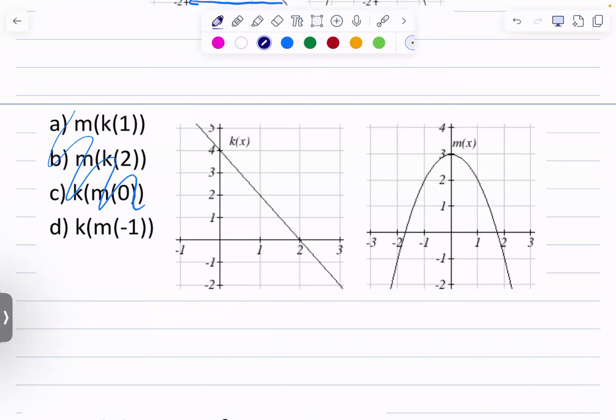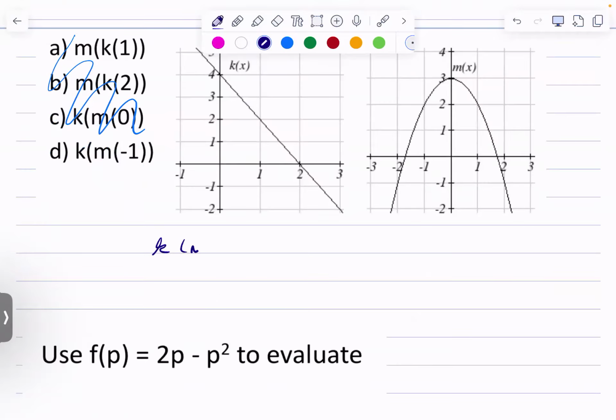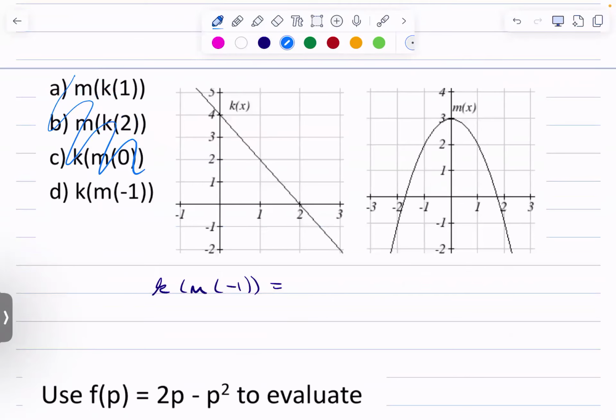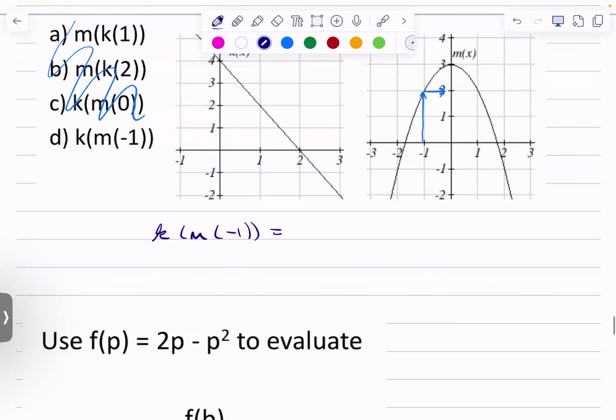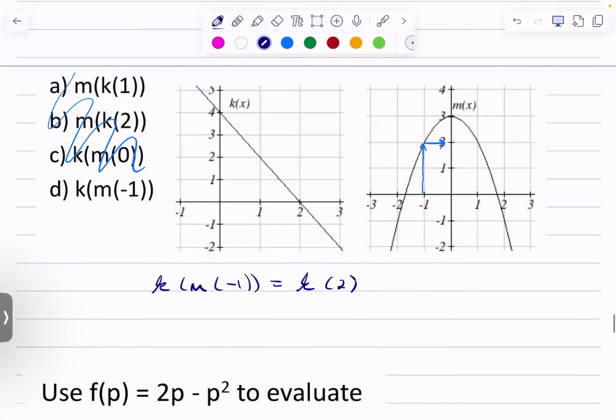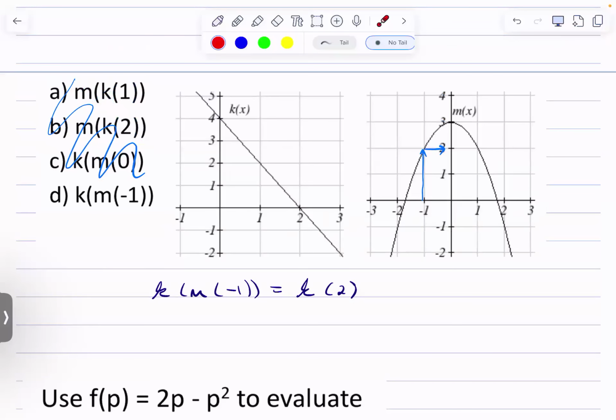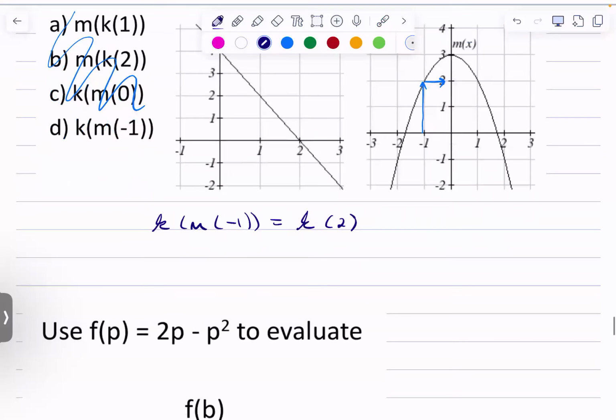K of m of -1. My inside function is m, and I'm plugging in -1, and looks like I'm here, and I get an output of 2. So I want k of 2. In the k function, if I give it a 2, I get a 0 in return. That's it.